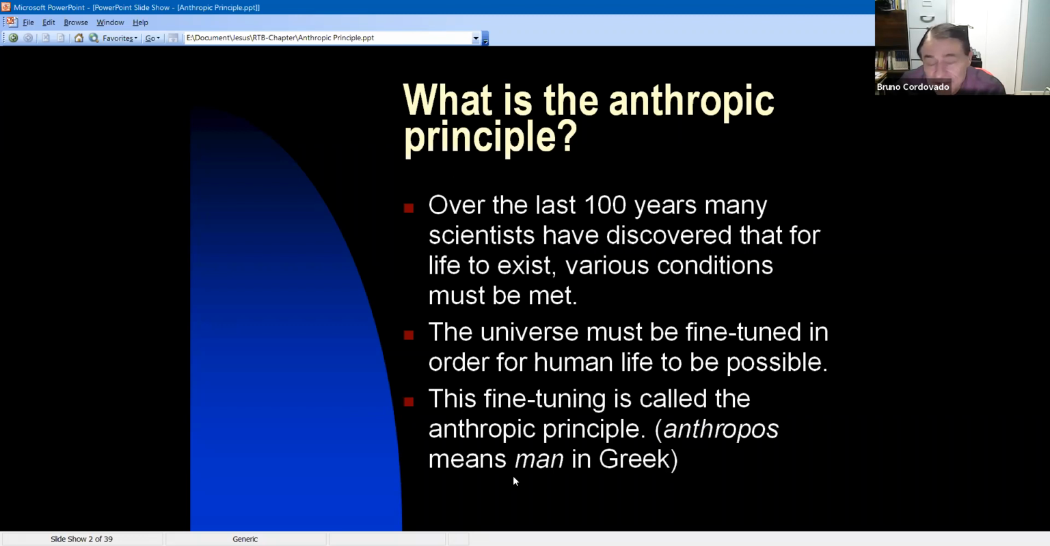And this fine-tuning is actually called the anthropic principle. And anthropic comes from the word anthropos in Greek, which means man.